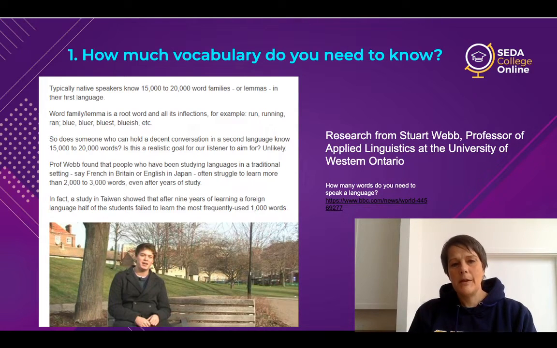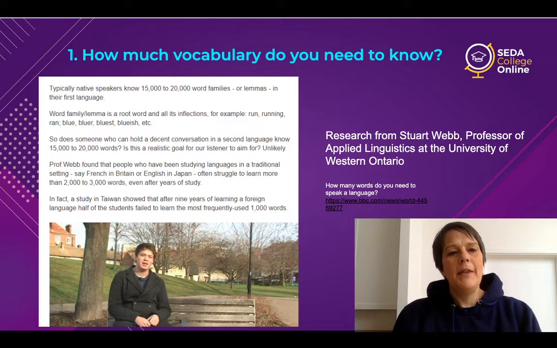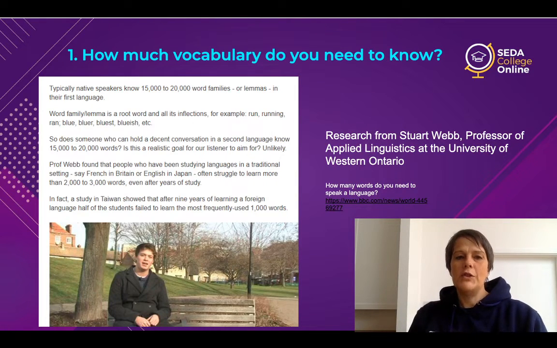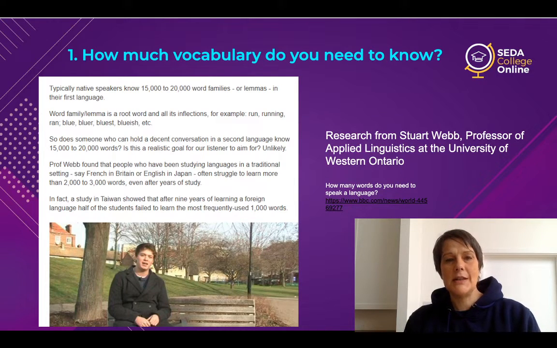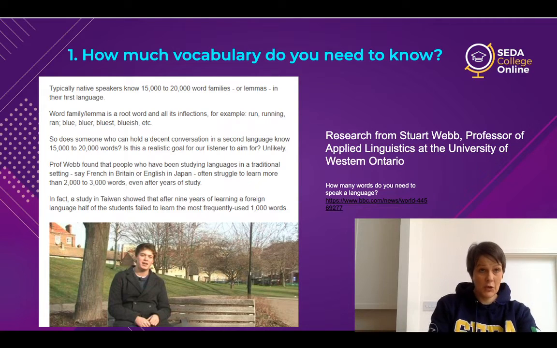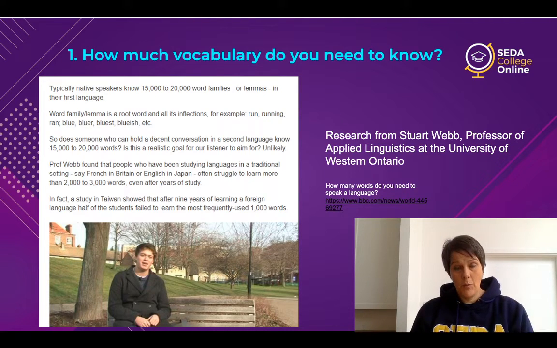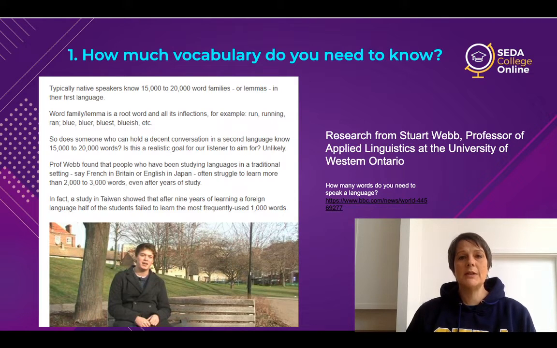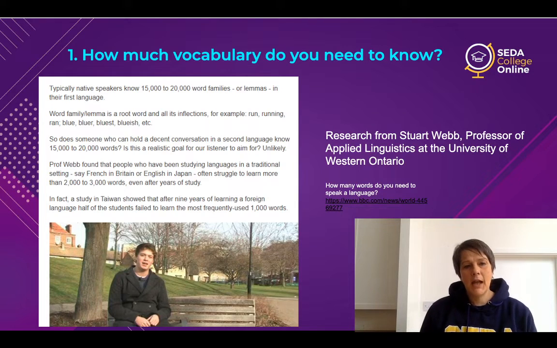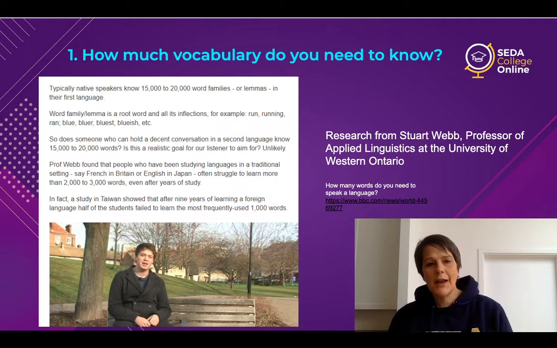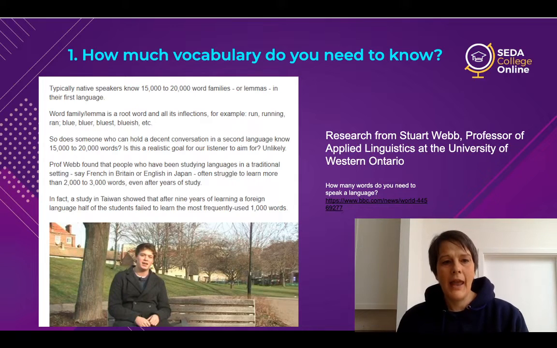So Professor Webb said that in his experience, he found that English people learning French in Britain, or people learning English in Japan, find it hard to get over the 2,000 or 3,000 words, even after years and years of study. So this is if you're in a classroom setting and you're just learning from the book, the same words are just repeated again and again, and it's really, really hard for you to get beyond those 2 to 3,000 most frequently used words.